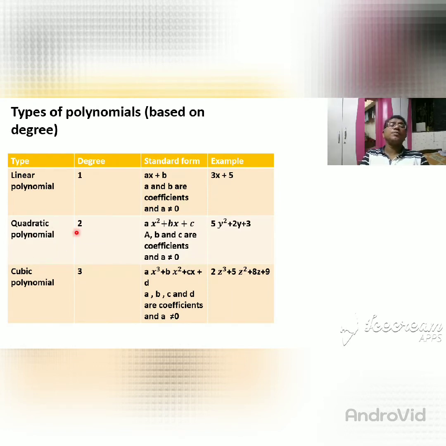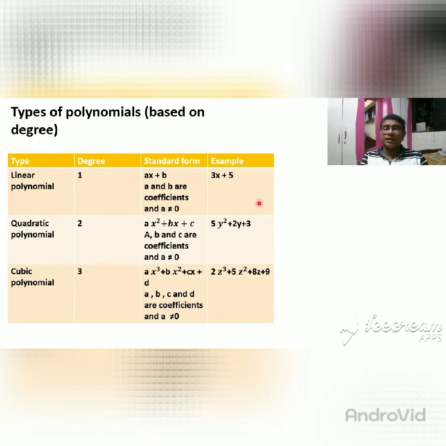Quadratic polynomial means degree is 2. The standard form is ax square plus bx plus c. What is the standard form of a quadratic polynomial? Ax square plus bx plus c. And there is one condition: a is never 0, a is not equal to 0. For example, 5y square plus 2y plus 3. There are so many examples.